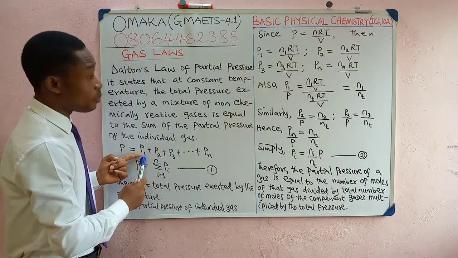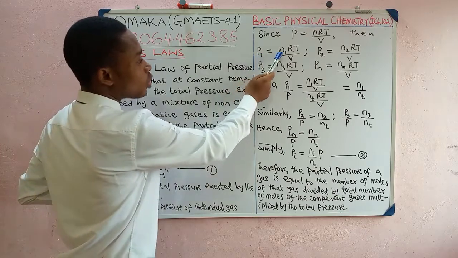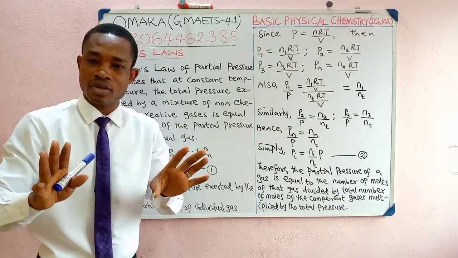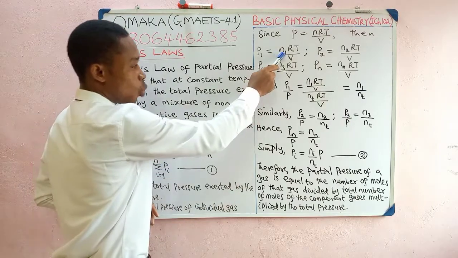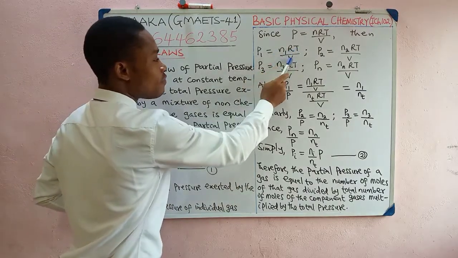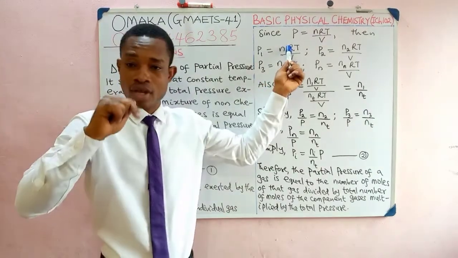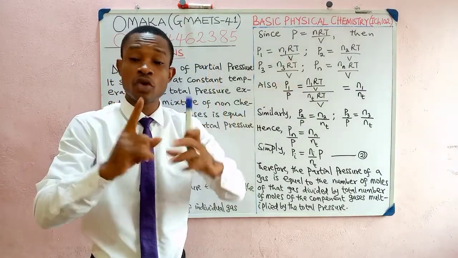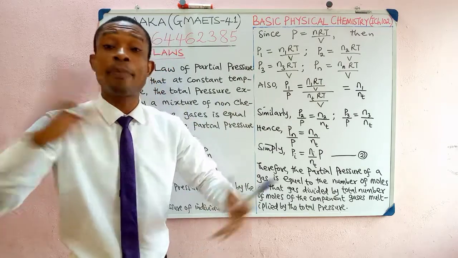So if we want to write for P1, look at it. It's going to be equal to N1. Remember that the number of moles of the gas mixtures are different, is that not so? So we're going to have N1 times RT over V. Did you take note that R is constant? T is also constant because here the gas is confined in a given volume and you're channeling an absolute temperature to it.